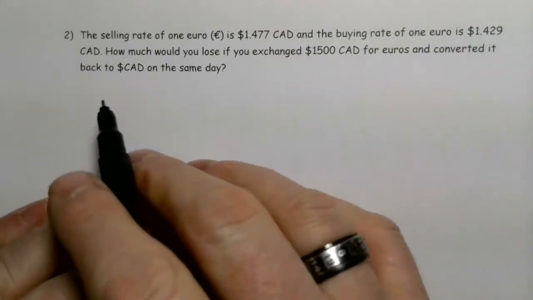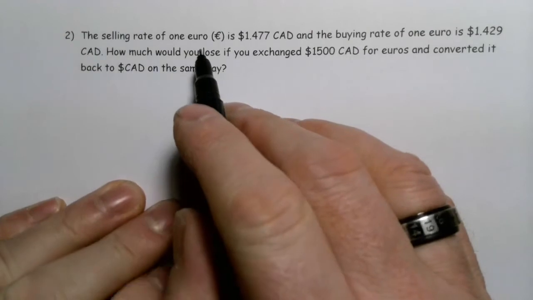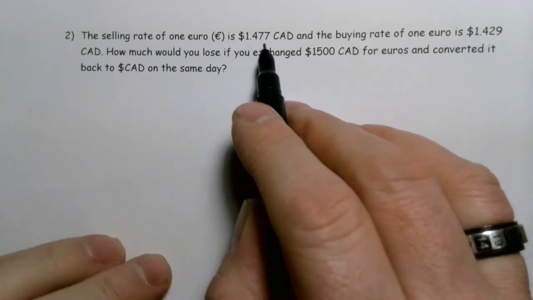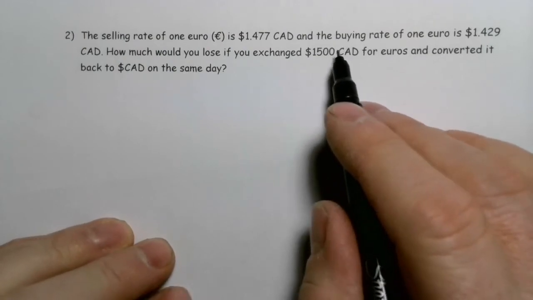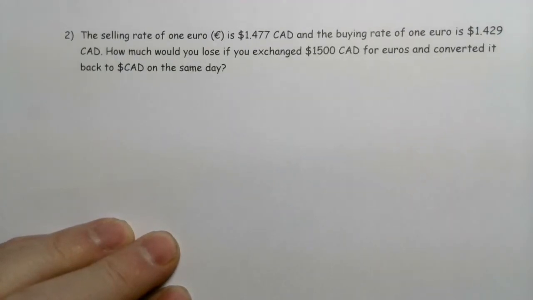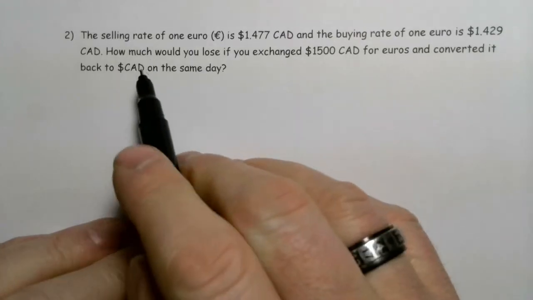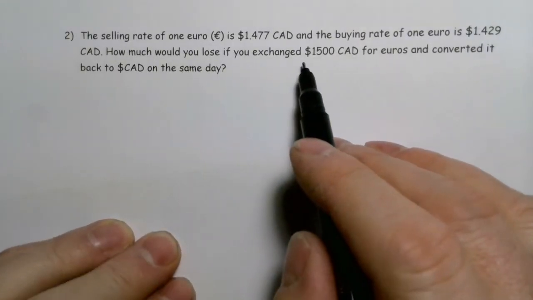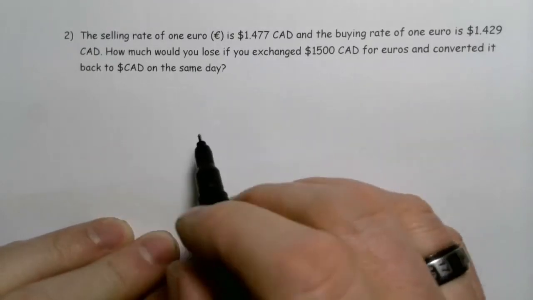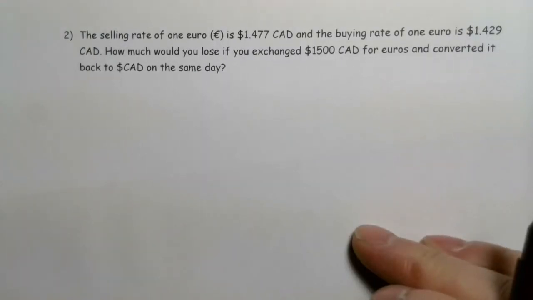Okay, let's take a look at this one. The selling rate of €1 is $1.477 Canadian, and the buying rate for €1 is $1.429 Canadian. How much would you lose if you exchanged $1,500 Canadian for euros and then converted it back on the same day? So we're basically doing the same thing here.